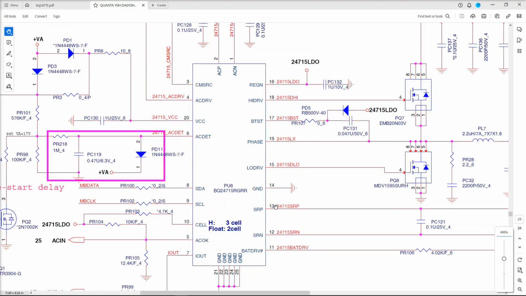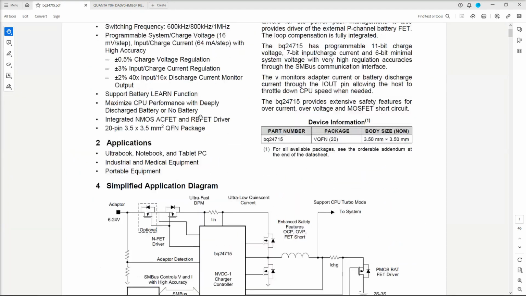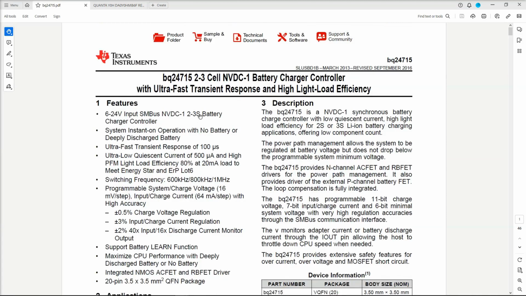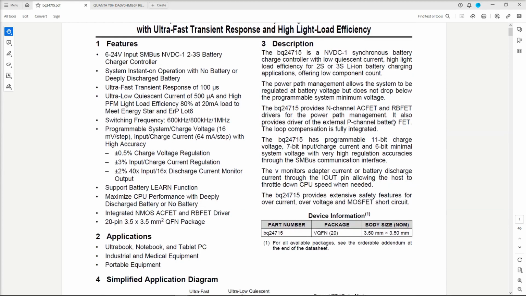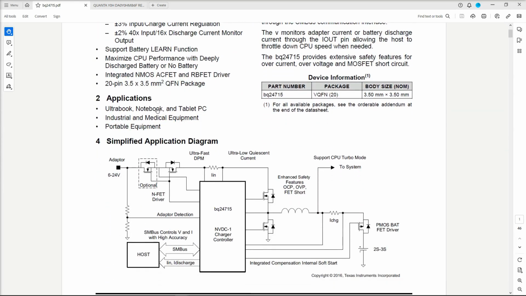If I check out the model number of that, it's a BQ24715. I found a data sheet for that also. So this is that power management IC right here. It's a 2-to-3 cell NVDC1 battery charger controller. And what it says is the BQ24715 is an NVDC1 synchronous battery charge controller with low quiescent current, high light load efficiency for 2S or 3S lithium ion battery charging applications. And it says, and this is important to our question, the BQ24715 provides N-channel AC FET and RB FET drivers for power path management.